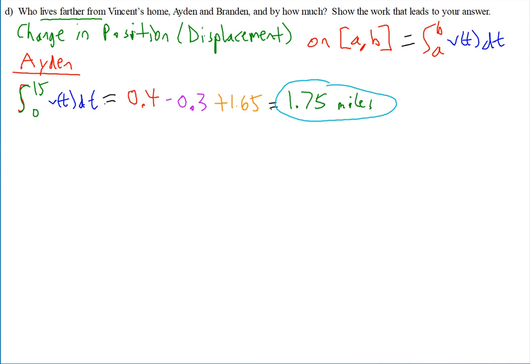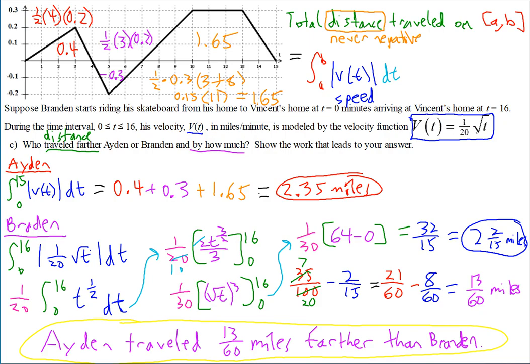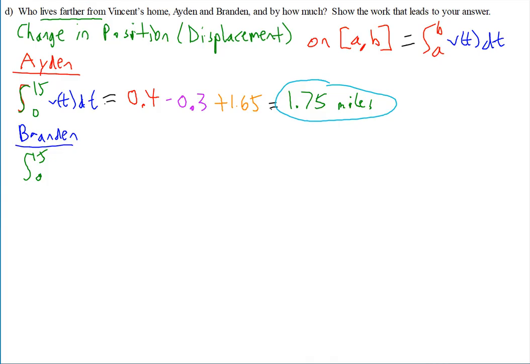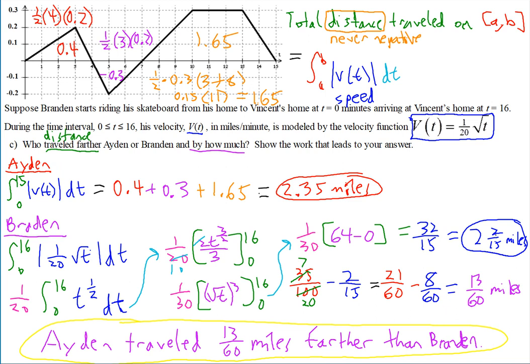But then for Brandon, this one's even easier because remember the absolute value didn't affect his at all. So the integral from 0 to 15 of his velocity, which was capital V of t, 1 over 20 square root of t dt. And since the absolute value had no effect, Brandon's going to be exactly the same, 2 and 2/15. So we already integrated that. We don't have to do that again.